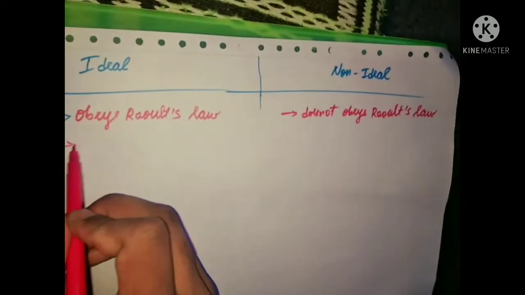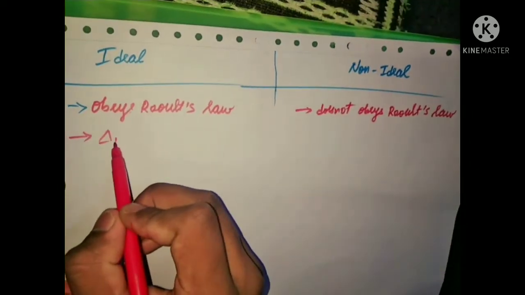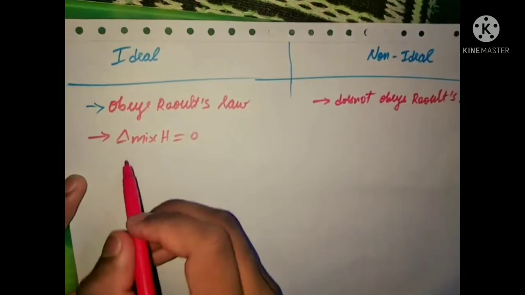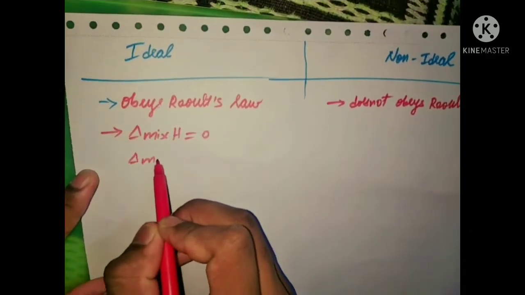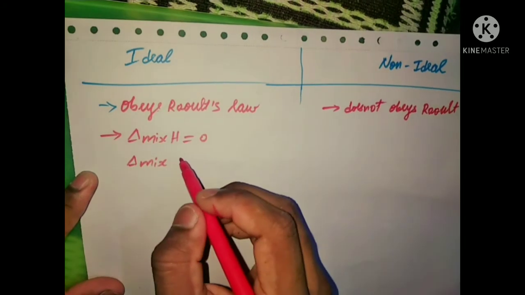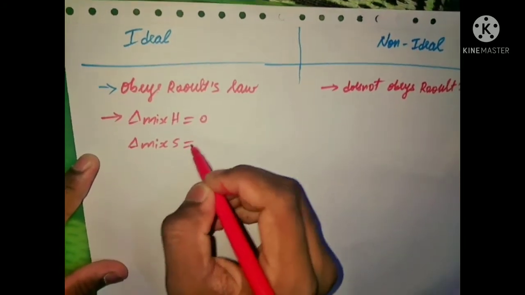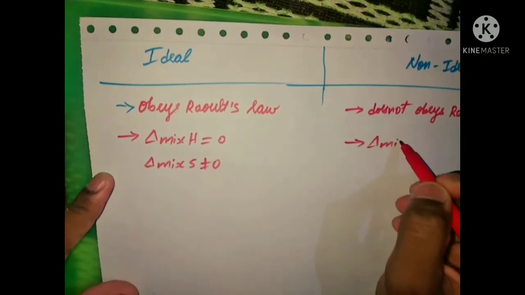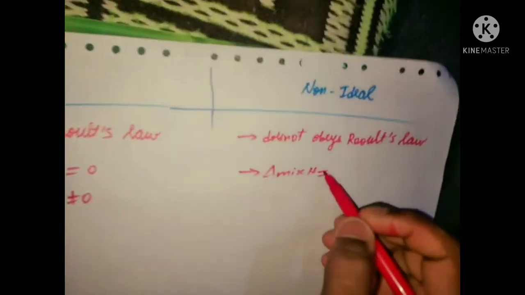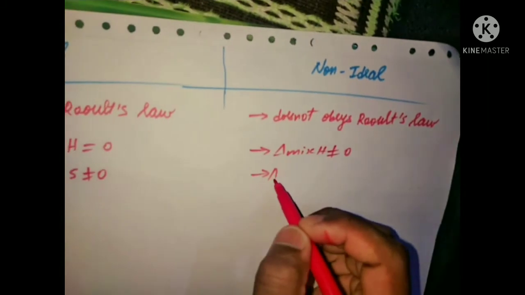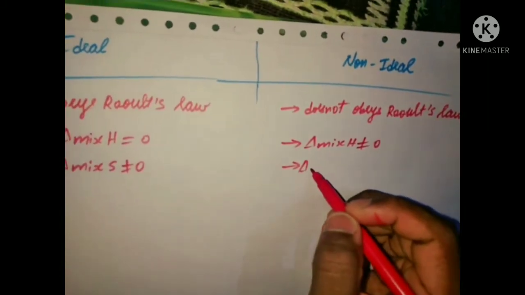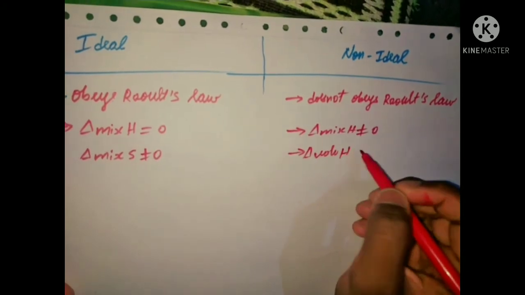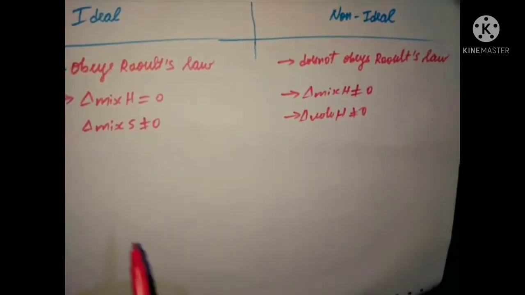In this, the entropy of mixing is not equal to 0. Entropy of solution is not equal to 0. Same. In this, the entropy of mixing is not equal to 0. Volume change is not equal to 0.